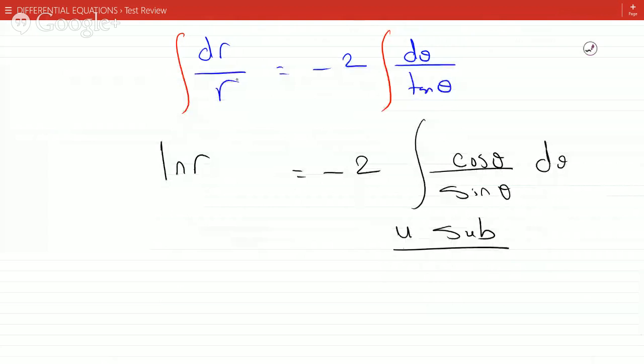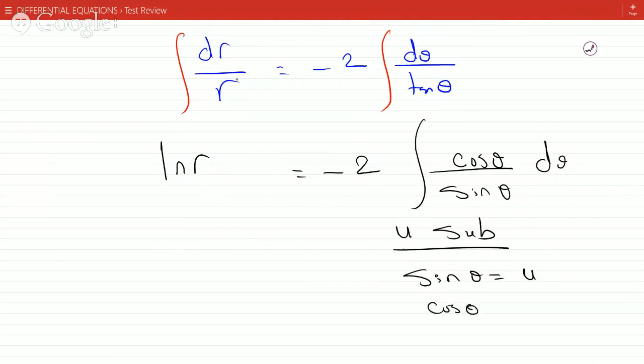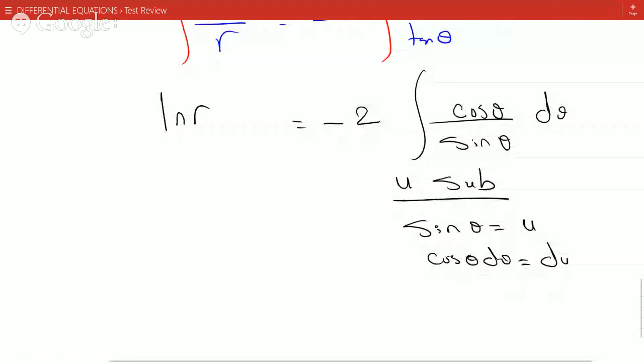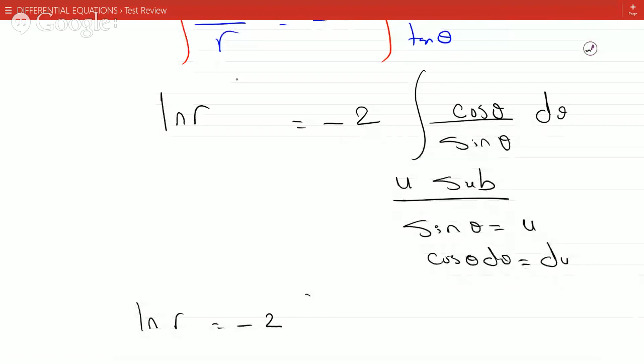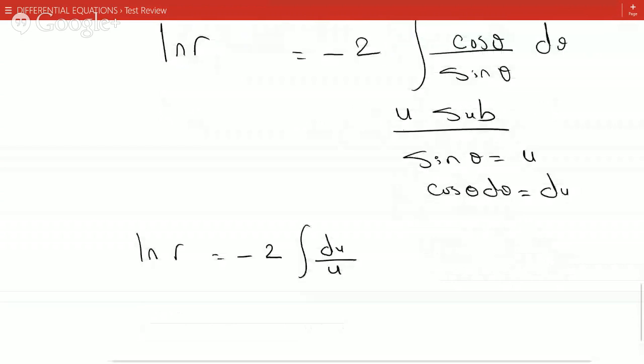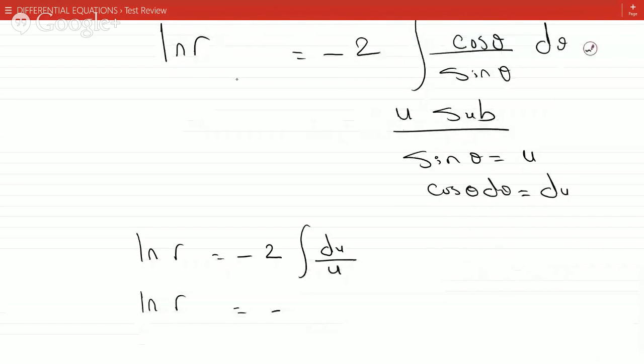Because I thought you said ln theta. So sine theta is u. So cosine theta d theta will be your du. Right. You just differentiate both sides. So now we have ln r equals minus 2 the integral of du over u. So that means ln r is equal to minus 2 ln u plus c.